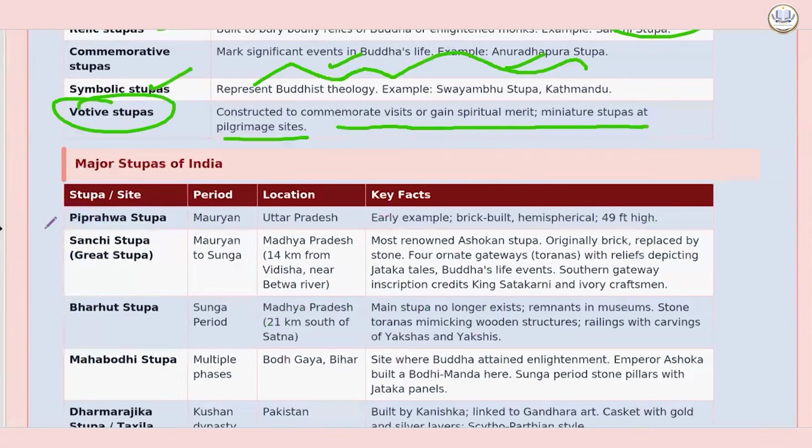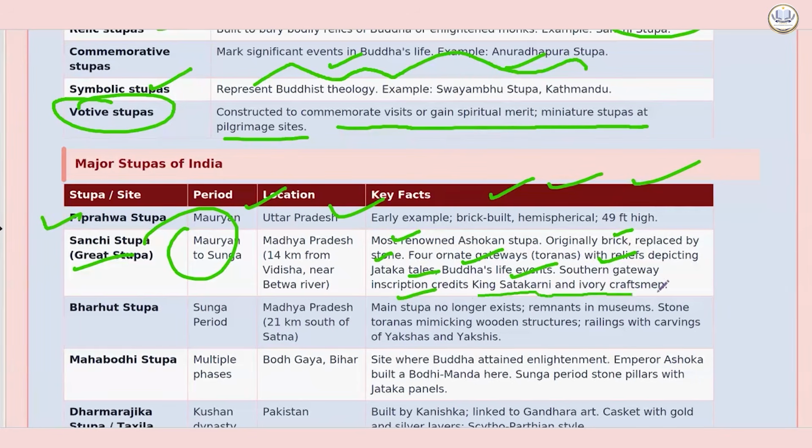Major stupas of India: we have the Piprahwa stupa in Mauryan period, Uttar Pradesh, an early example, brick built, hemispheric, 49 feet high. Sanchi stupa, Mauryan to Sunga period, Madhya Pradesh. Most renowned Asokan stupa, originally brick, replaced by stone. 4 ornate gateways, Toranas, with reliefs depicting Jataka tales and Buddha's life events. Southern gateway inscription credited to King Satakarni and ivory craftsmanship.